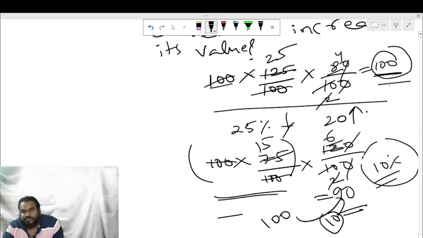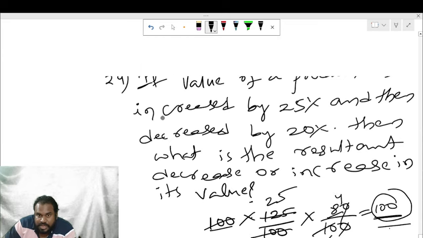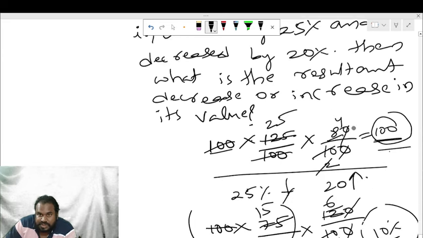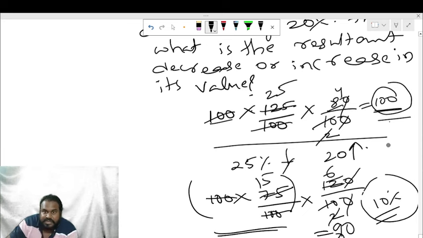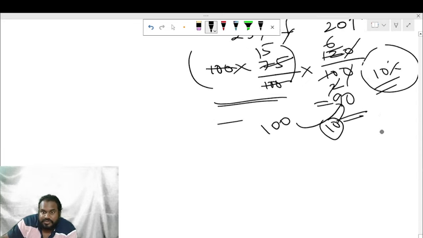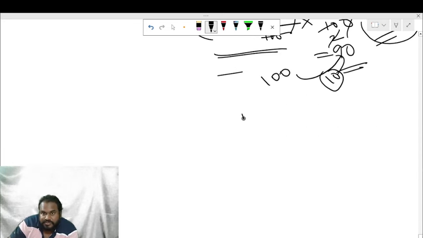Okay, so like this you have to do, and this can be solved in another way also. Then you see first what he's saying, increased by 25%. On 100, I increase it by 25%, it will become 125. So in 125, again I'll decrease it by 20%.